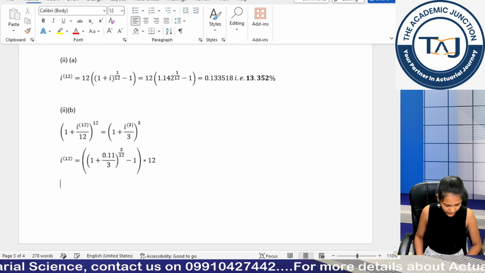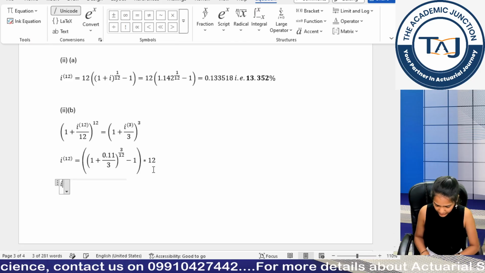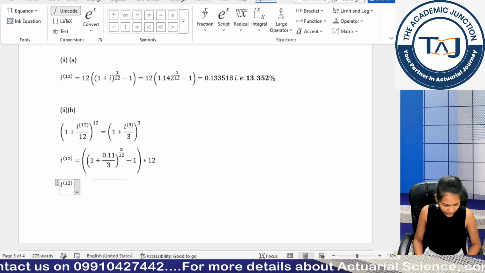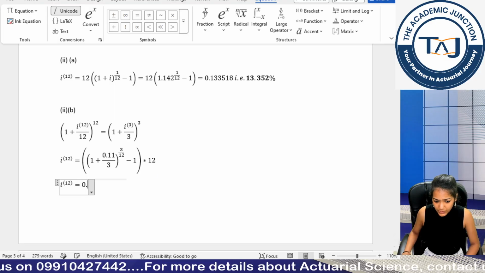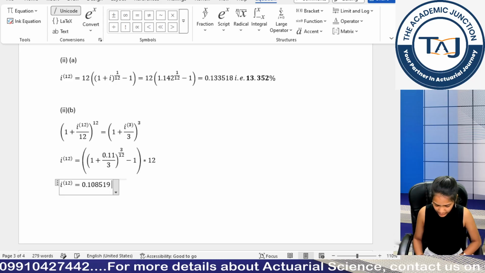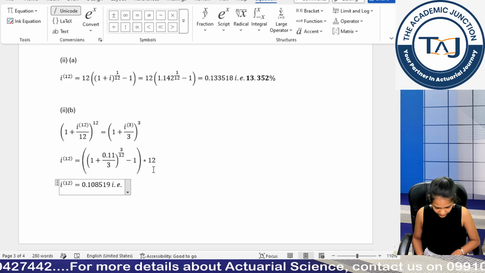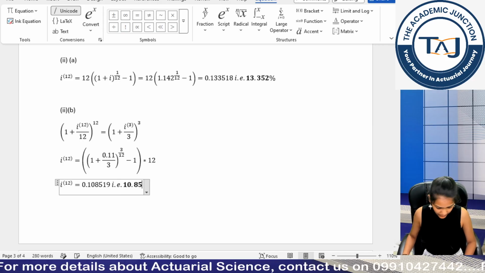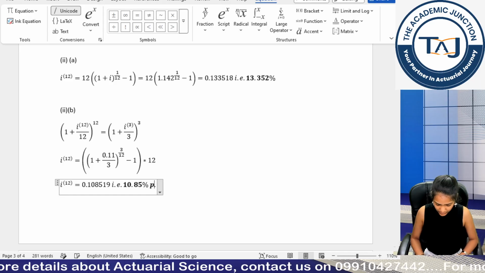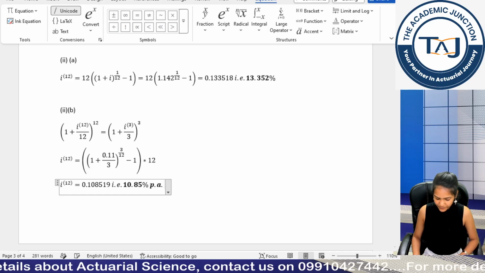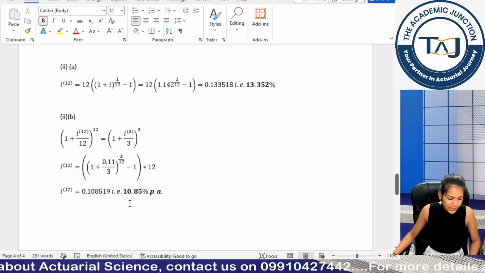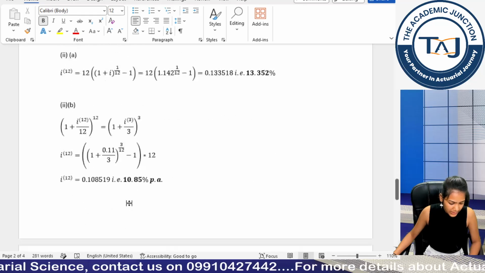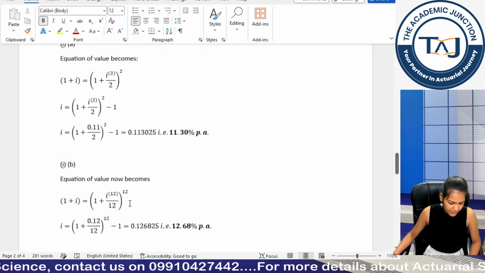Okay, so we get the value as 0.108519. Bolding out the final answer and converting it into a percentage form, we get 10.85% per annum. So this was the second part, and this completely was the 2.3 question, as you can see.